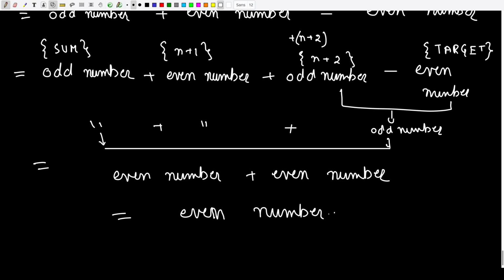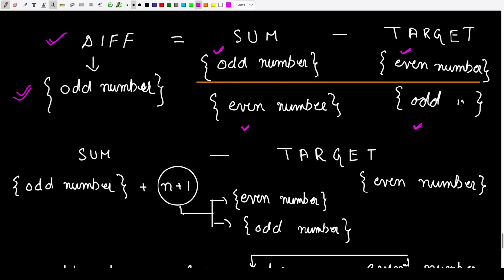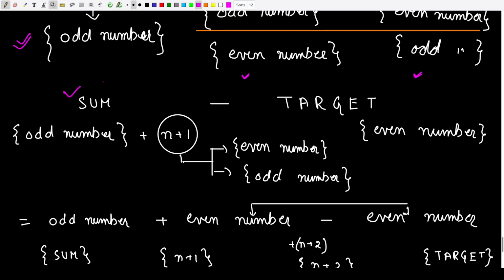So let me do a quick recap over here. We have a difference, and difference is equal to sum minus target, and we know that the difference is an odd number. Now since the difference is an odd number, the difference could be an odd number if the sum is an odd number and target is an even number. Or it might be possible that the sum is an even number and target is an odd number. So we discussed the first case, which is sum is an odd number and target is an even number, because of which the difference we obtain is an odd number. So target was an even number and sum was an odd number.